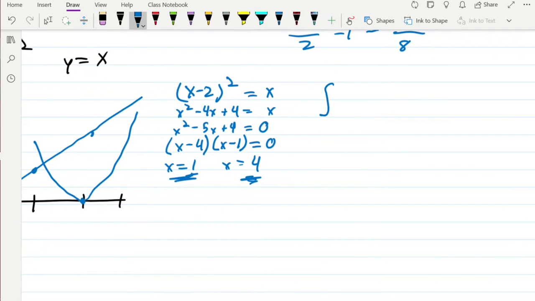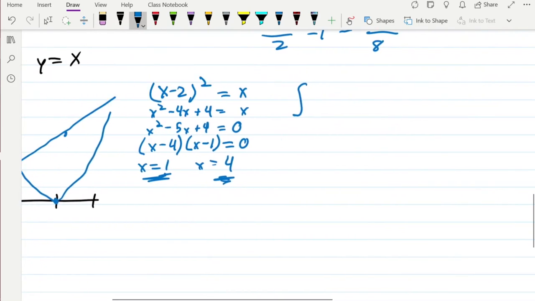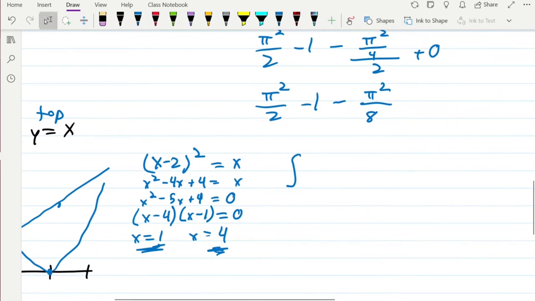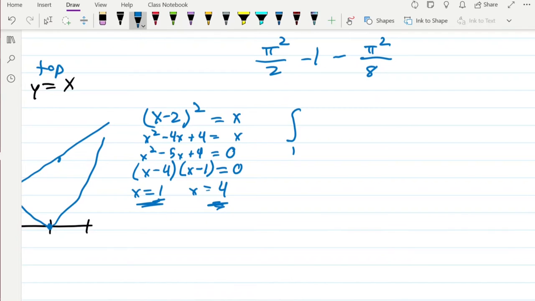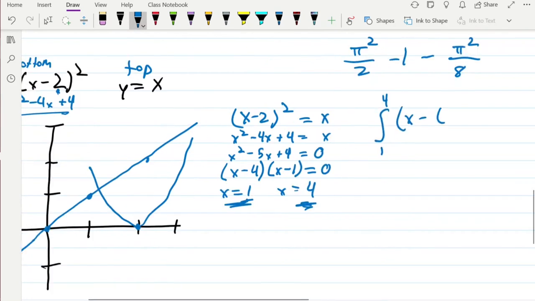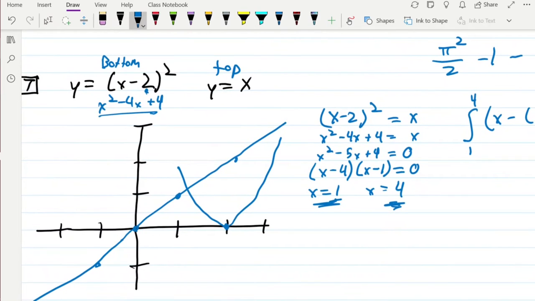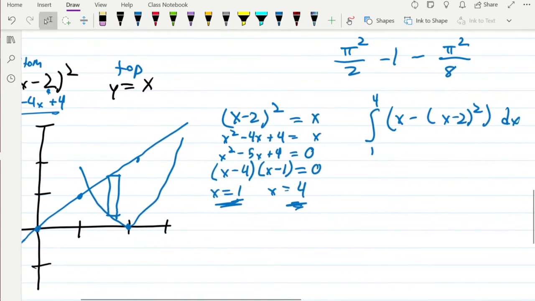So we're gonna get the integral as y equals x is going to be our top, and then y equals x minus 2, all that squared, is going to be our bottom. So we're going to take the integral from 1 to 4 of x minus 2 squared dx. And we can get dx by drawing our rectangle right there.